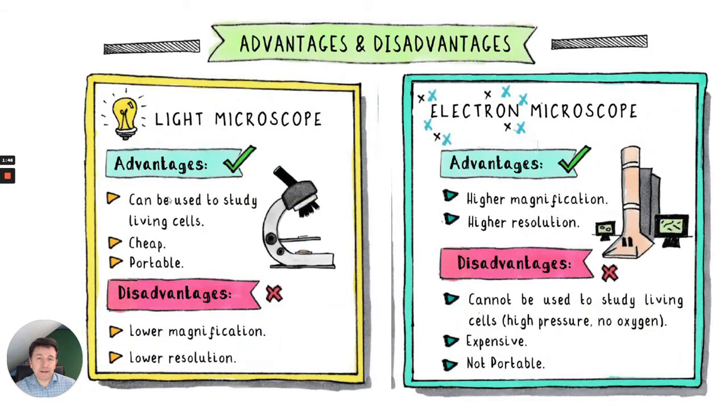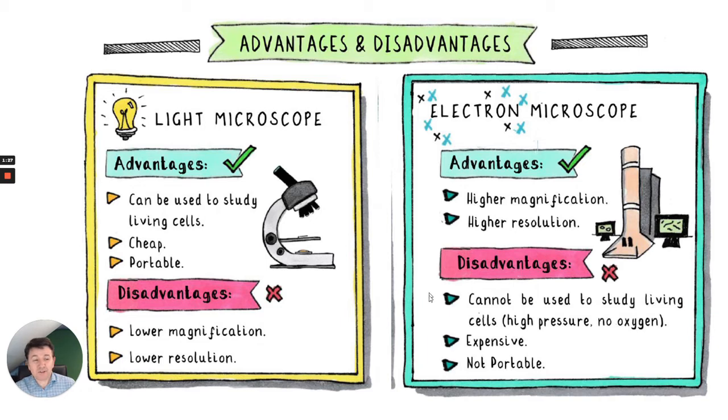You'll need to know about the advantages and disadvantages of both. So an advantage of a light microscope is they can be used to study living cells. They are very cheap and they're portable, but they have lower magnification and lower resolution. Whereas electron microscopes have higher magnification and higher resolution.